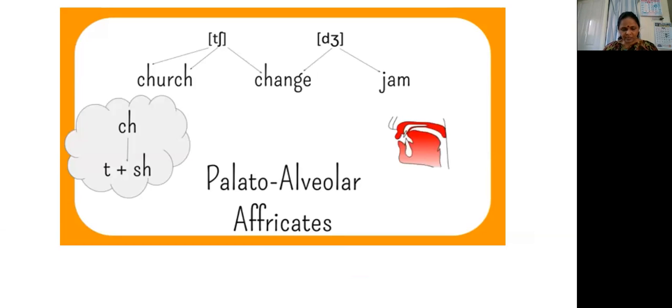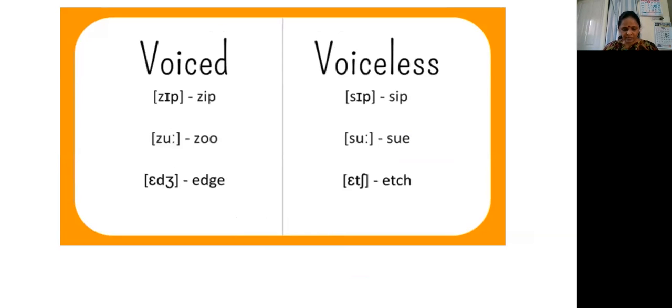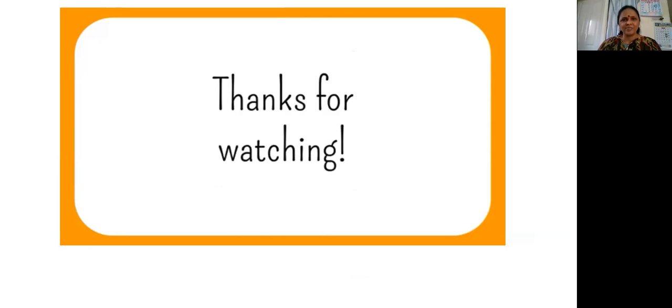To finish, let's have a look at how important it is to recognise voiced versus voiceless sounds. Compare these words. The only thing stopping them from being identical is whether or not one of their consonants is voiced. Thanks for watching, and I'll see you next time when we'll be learning about the nasal sounds of English.